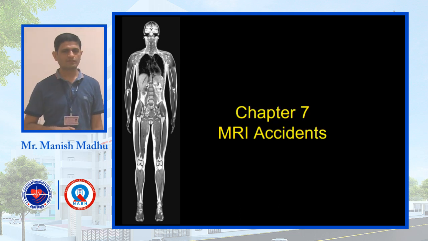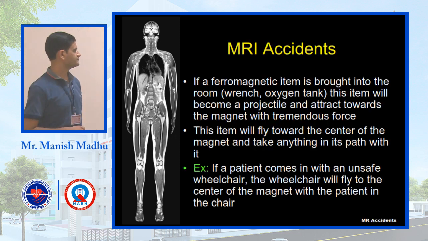MRI accidents. Here I am showing some MRI accident cases. What happens if a ferromagnetic item is brought into the room, like an oxygen tank, wheelchair, cot, or wrench? These items will become a projectile and be attracted towards the magnet with tremendous force. If any ferromagnetic items are taken into the room, they will be attracted very forcefully. These items will fly toward the center of the magnet and take anything in their path with them.